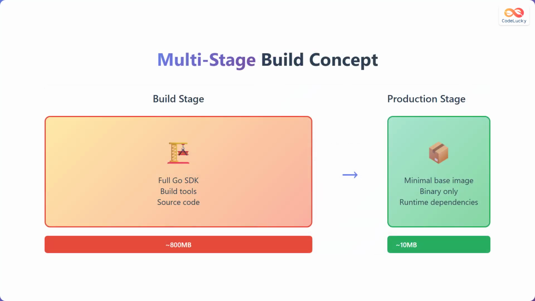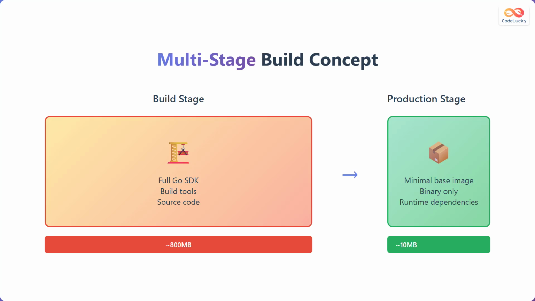Multi-stage builds are a game changer for Go containerization. The concept involves using multiple stages in a single Dockerfile to optimize the final image size. In the build stage, we use the full Go SDK, which includes all build tools and dependencies. This stage is typically around 800 megabytes in size.